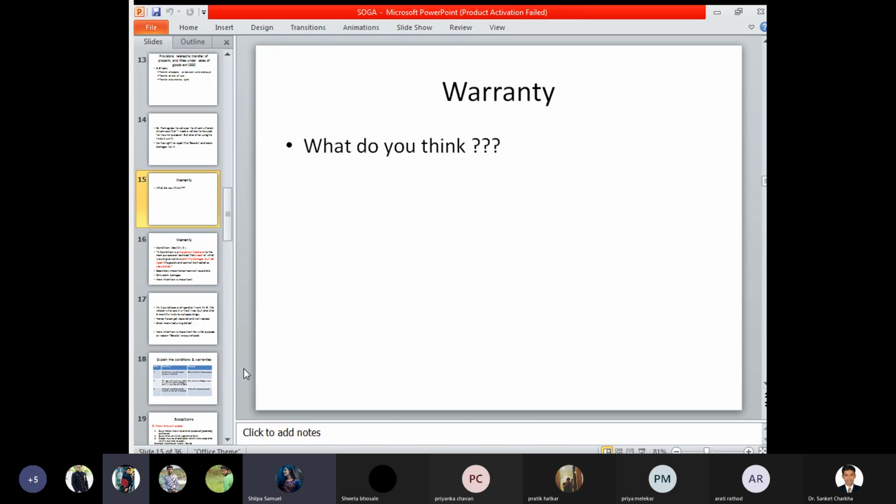Shilpa says it means how long the product is staying or maintaining. Okay. Next, Shilpa says that if there is any defect or something like that within a certain period, they will provide us some services. Right, that is called warranty. Within a certain specific period, if there is a certain defect, they will provide services. Yes.